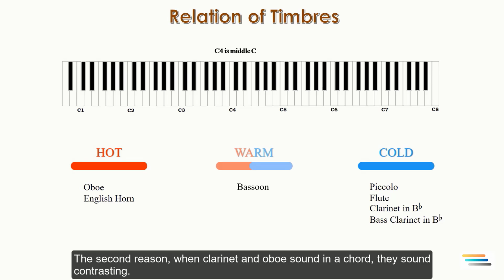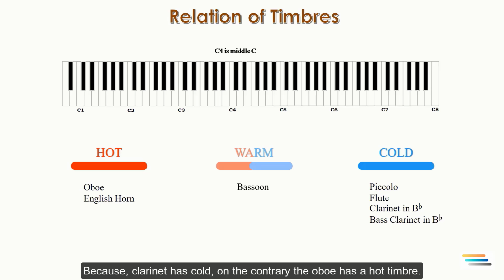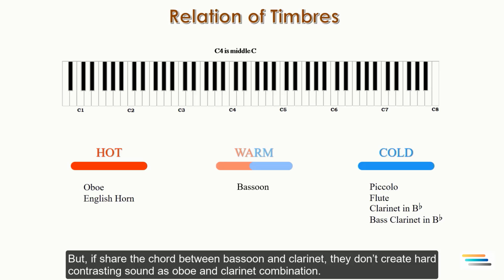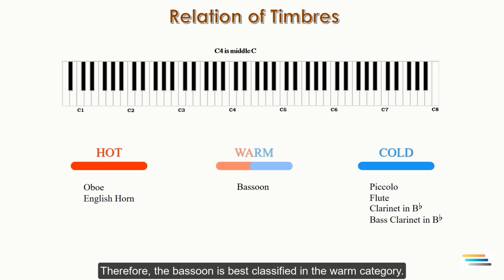The second reason, when clarinet and oboe sound in a chord, they sound contrasting, because clarinet has cold, on the contrary, the oboe has a hot timbre. But if we share the chord between bassoon and clarinet, they don't create hot contrasting sound as oboe and clarinet combination. Therefore, the bassoon is best classified in the warm category.